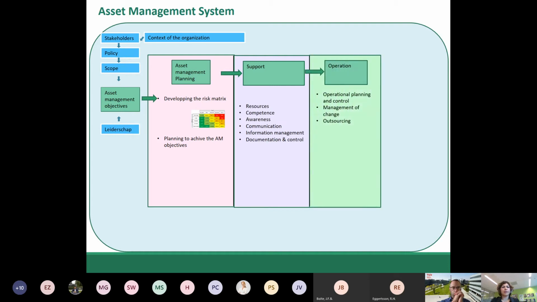Okay. So the objectives are clear, the plan is clear, the support is clear. The next process is the operation process. Here, for example, operational planning and control, management of change, and outsourcing. If we want to go from a traditional system in our organization toward an organization that has an asset management system, there is a change. And management of this change happens actually in the operation process. Or some of the tasks and responsibilities may be outsourced to a service provider. That will be done in this process.